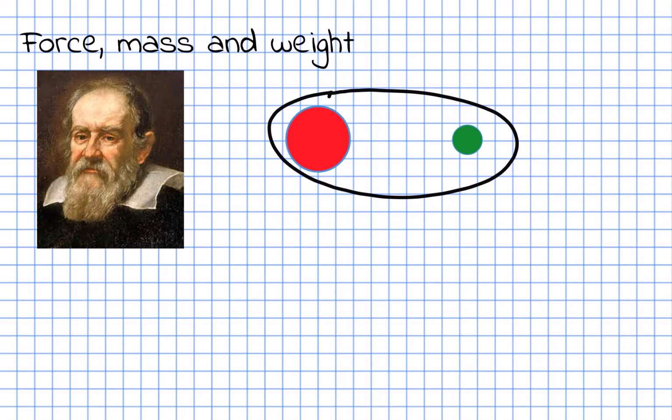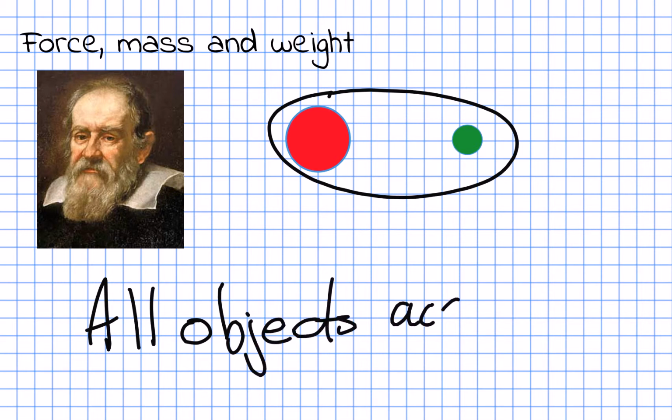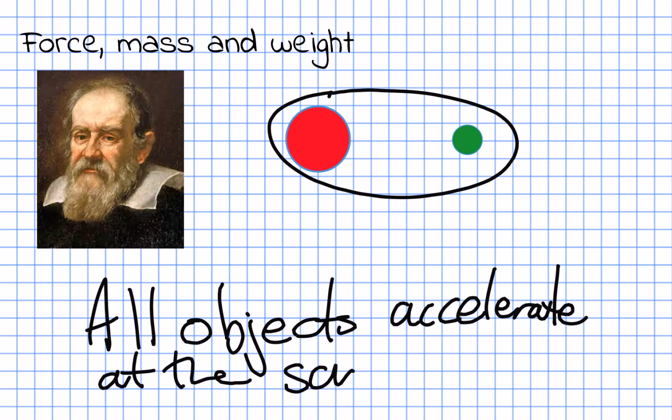So from this, Galileo concluded that all objects fall at the same rate. Or to be more precise, all objects accelerate under gravity at the same rate. And here on Earth, or close to the Earth's surface, that is approximately 9.81 meters per second squared.